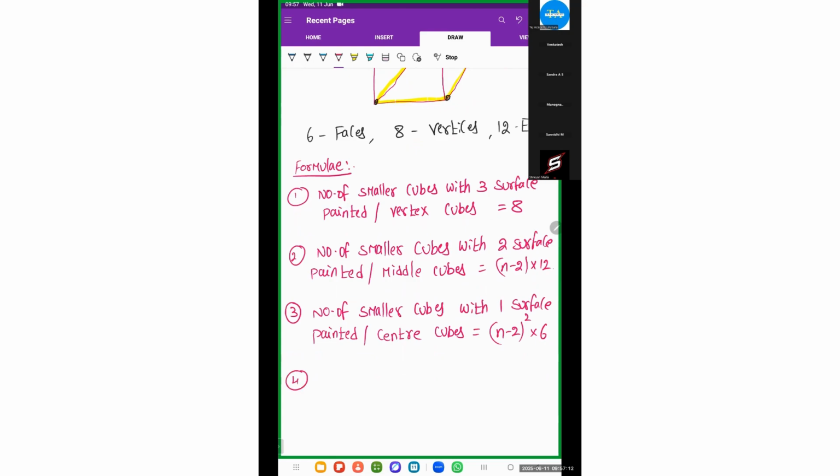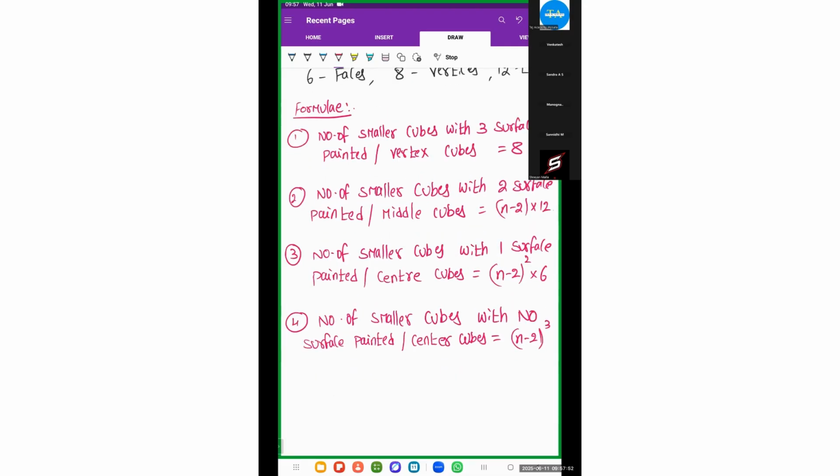And the fourth one, the number of smaller cubes with no surface painted overall. These are the center cubes, and the count is n minus 2 whole cube. So n minus 2 whole cube. These are the 4 formulas you must remember.